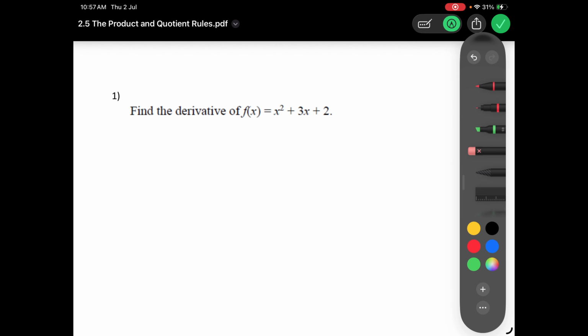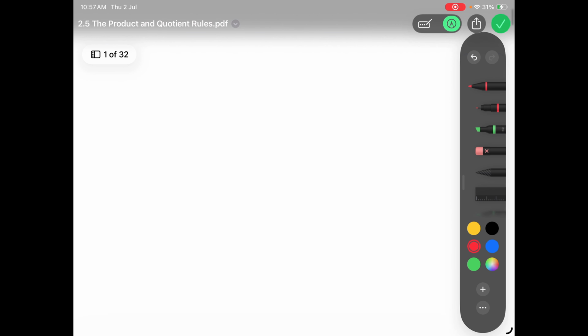Find the derivative of this polynomial. Whether you know that it is a polynomial or something else, it's fine. You are still capable of finding f prime of x. So f prime of x equals 2x and 3x, it will be 3. For the constant part 2 it will be 0.